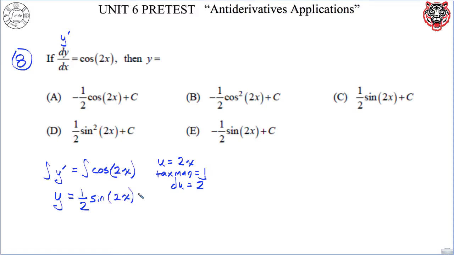So 1/2 sine of 2x, do we see that anywhere? 1/2 sine of 2x. Oh, we forgot our plus c. Whoops, plus c. There we go. Now we have the correct answer, which is C.